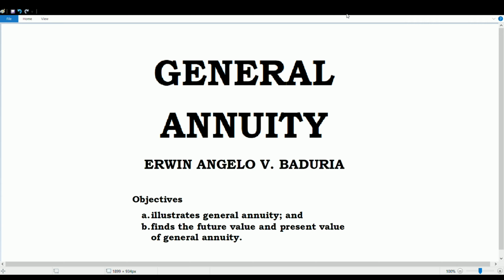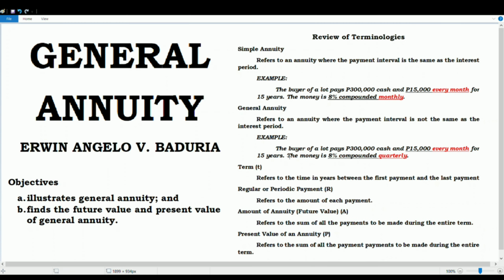For this video, we will be tackling general annuity. At the end of this video lesson, you should be able to illustrate a general annuity and find the future value and present value of a general annuity.